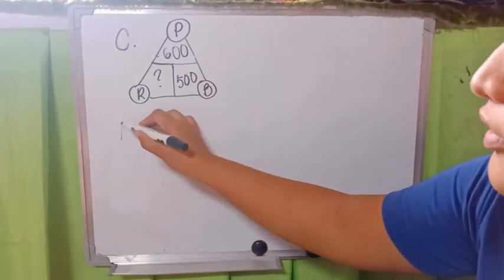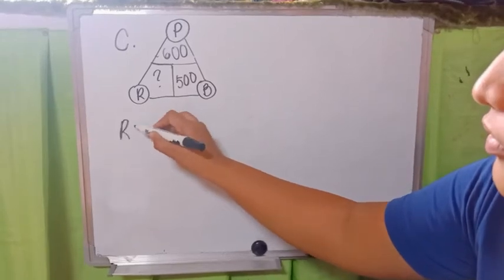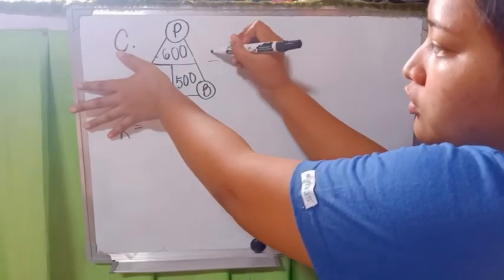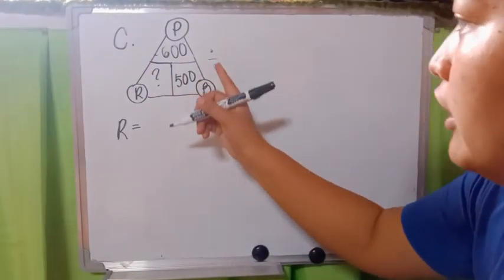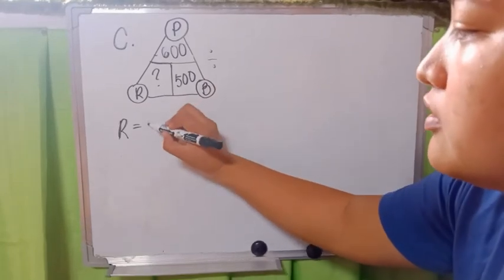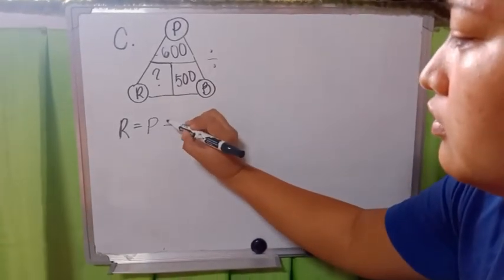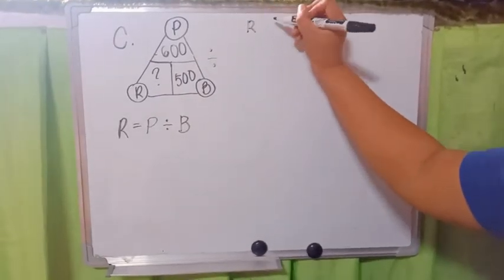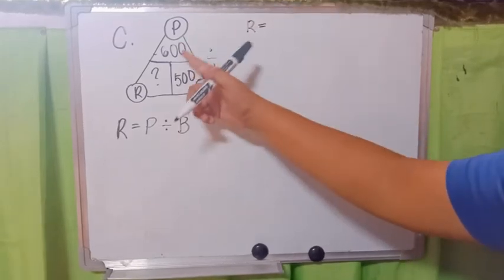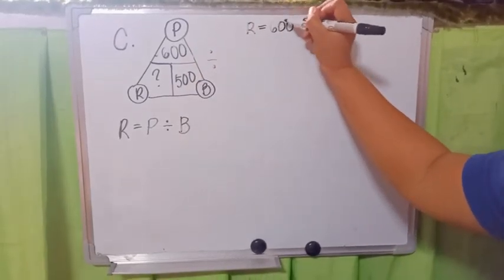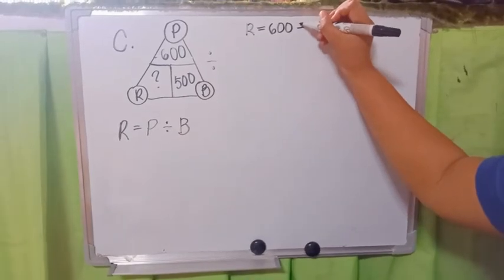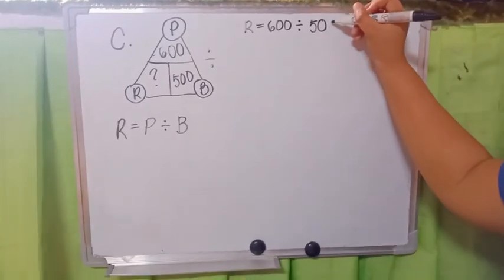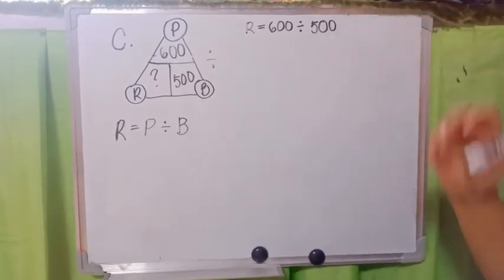So we have the rate. Cover the R, so the remaining is the percentage and the base. So we need to divide. Divide what? Our percentage by the base. So let's start dividing. R is equal to the percentage, which is 600, divided by 500, which is your base.